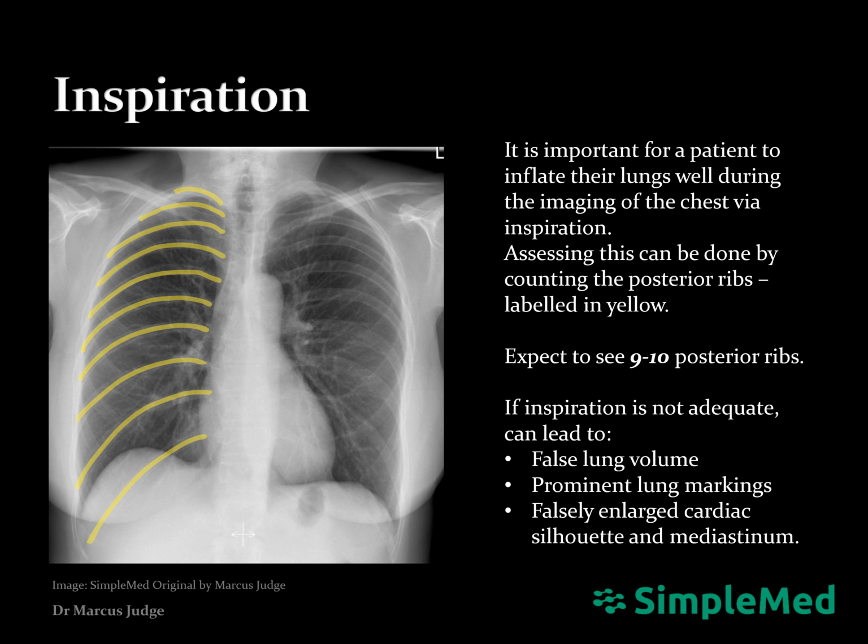To assess for adequate inflation, you can count the number of posterior ribs on a PA film. These are highlighted in yellow on the image. You would expect to see 9 to 10 ribs if there is appropriate inspiratory effort. Too little inspiratory effort can lead to incorrect interpretations of lung volumes, over-prominent lung markings making pathology difficult to discern, and a falsely enlarged cardiac silhouette.